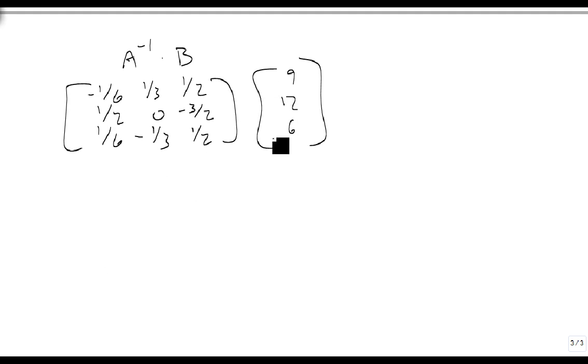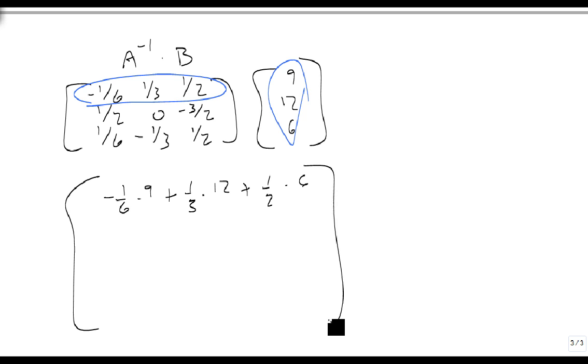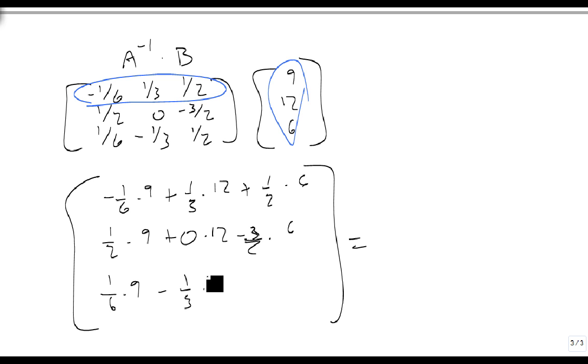So now all we need to do is some matrix multiplication. So it's this row times my only column gives me minus 1 sixth times 9 plus 1 third times 12 plus 1 half times 6. And we'll come back to that in just a second. Then we get 1 half times 9 plus 0 times 12 minus 3 halves times 6. And 1 sixth times 9 minus 1 third times 12 plus 1 half times 6.